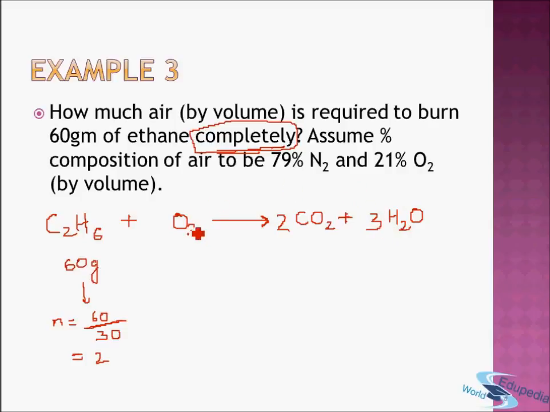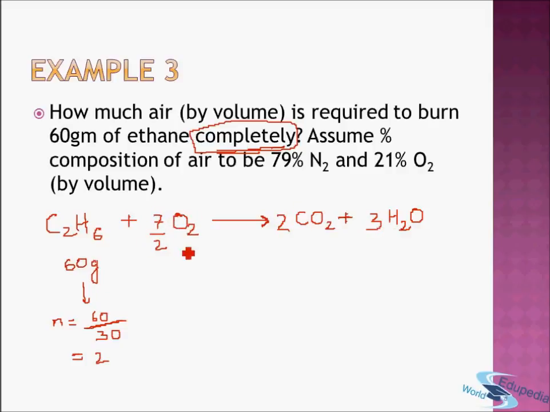Now oxygen: I have 2 on the left, but on the right I have 2 into 2, 4, and 3. 4 plus 3 is 7. I have 7 oxygen on the right, but 2 oxygen on the left. So instead of 2 I need 7 oxygen, so 7 divided by 2. If you remember balancing, this is how we do it. So the stoichiometric coefficients are 1, 7 by 2, 2 and 3.